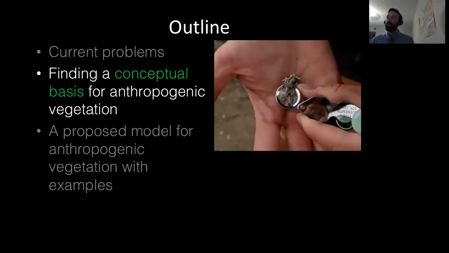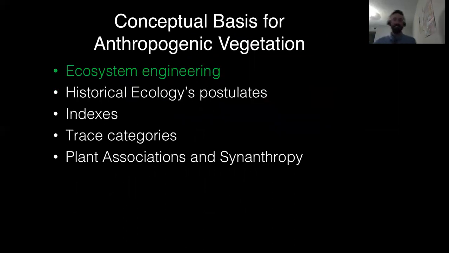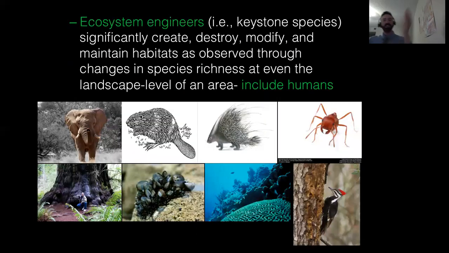So we'll go into the assumptions that are built into my idea of anthropogenic vegetation. And I think I would break them down into these 5 concepts. I start with the idea of ecosystem engineering. It's the idea that certain organisms essentially shape the environment around them. And this includes humans, but it's not limited to humans, as you see here.